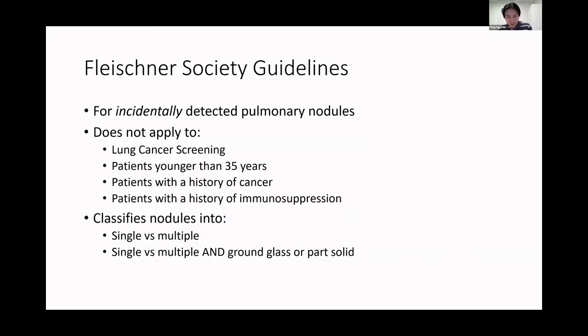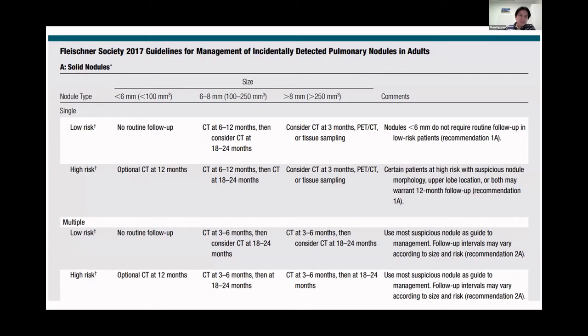So the difference between the Lung-RADS and the Fleischner Society is Fleischner used their guidelines for incidentally detected lung nodules rather than cancer screening nodules. So their guidelines, if you do use them in your day-to-day practice, you just need to remember it doesn't apply to lung cancer screening scans. It doesn't apply to patients younger than 35 years. It doesn't apply to patients with a history of cancer, and it doesn't apply to patients with a history of immune suppression. And they classify the nodules into either single or multiple, or single and multiple with a ground glass or part solid component. So again, this is available from the Fleischner Society website as well.